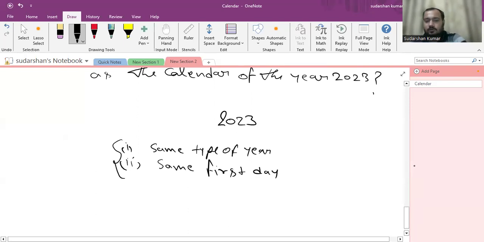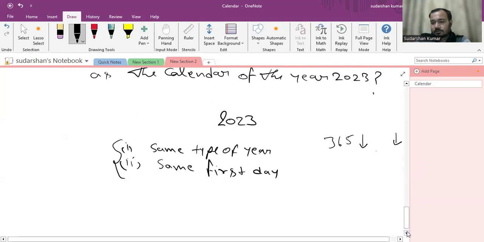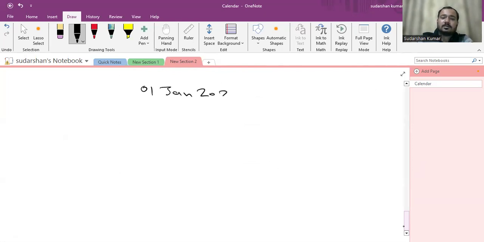Why? First, there is the same number of days in that year. And the second thing is the same first day. If the same first day occurs, the year ends with the same day in 365 days, the continuous process begins and all the days are same as the next year. So we have the year 2023. We first assume the first day of 2023. This is our assumption that on 1 January 2023, there was Monday.